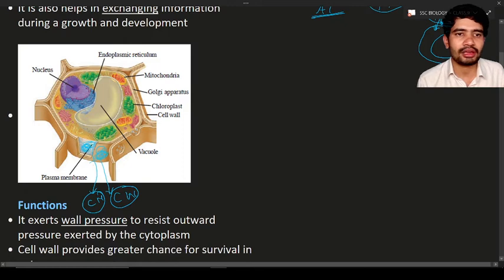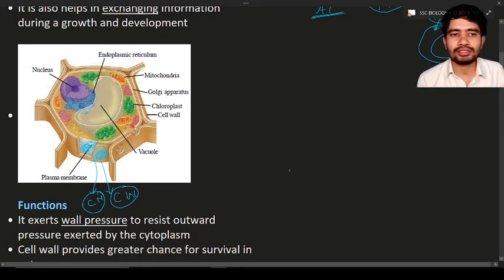Plasma membrane or cell membrane, both are the same. So this is a plant cell. This is the only reason we are able to see the cell wall. So the cell wall, along with the cell membrane, can be seen in the plant cell. Now we have discussed the importance of the cell wall. So then what are its functions?